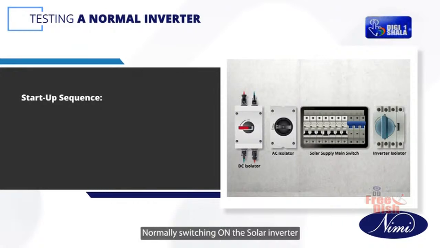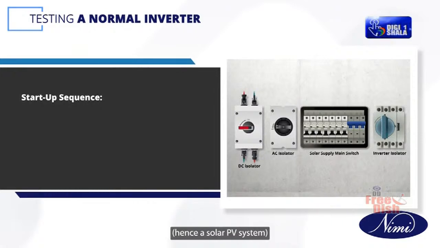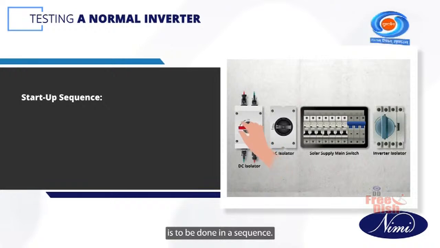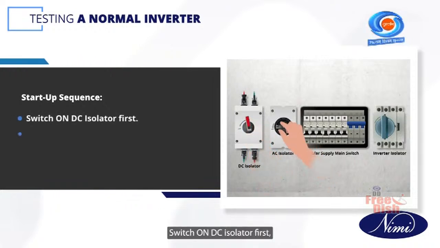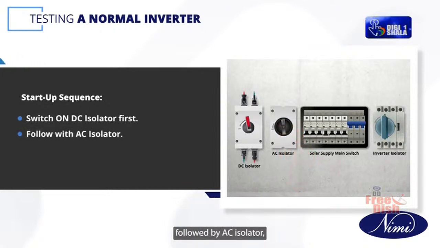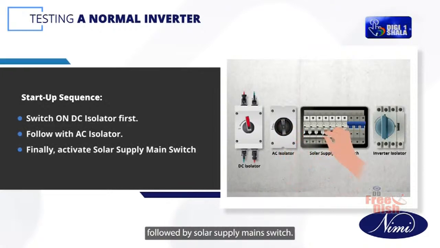Normally, switching on the solar inverter, hence a solar PV system, is to be done in a sequence. Switch on DC isolator first, followed by AC isolator, followed by solar supply main switch.